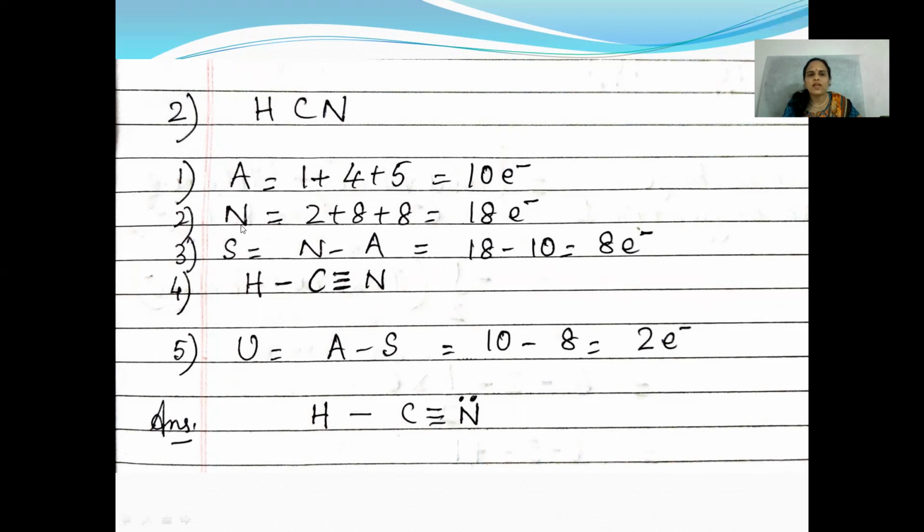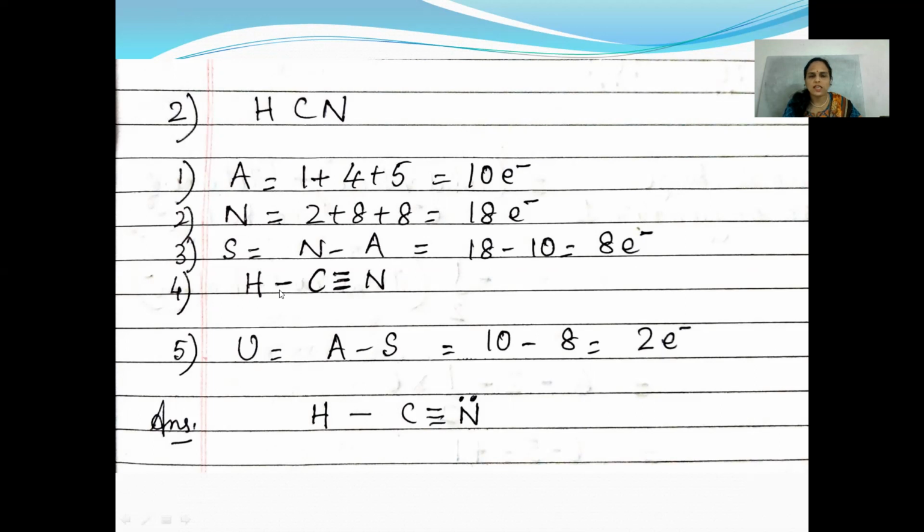Similarly, you will calculate the value of N. Each will complete its octet except for hydrogen. Hydrogen will complete its duplet. So hydrogen 2 plus carbon 8 plus nitrogen 8, total 18 electrons. Then you will calculate shared pair of electrons, S, that is equal to N minus A. 18 minus 10 equals 8 electrons.